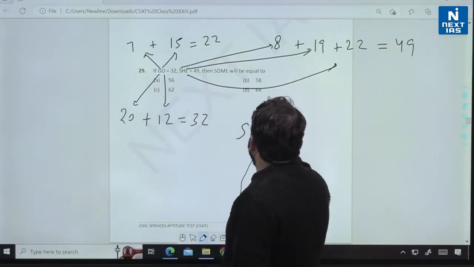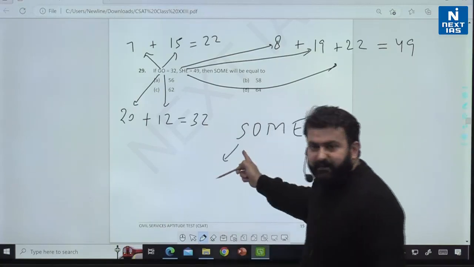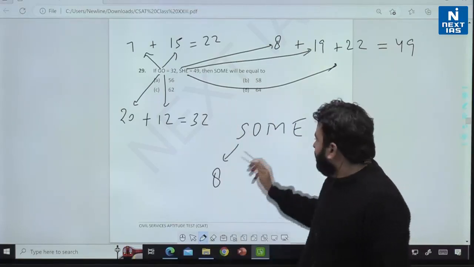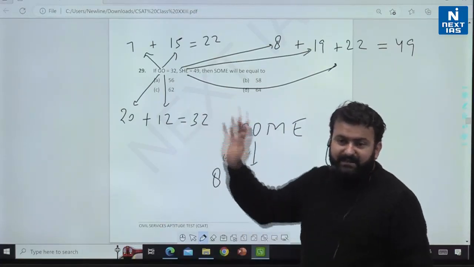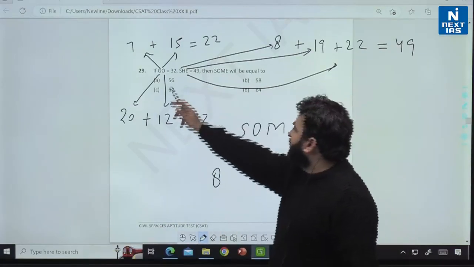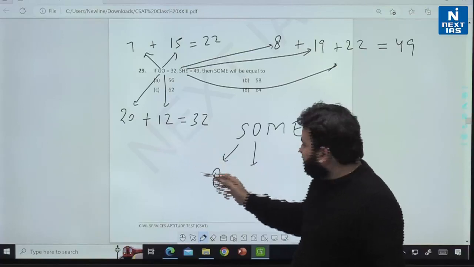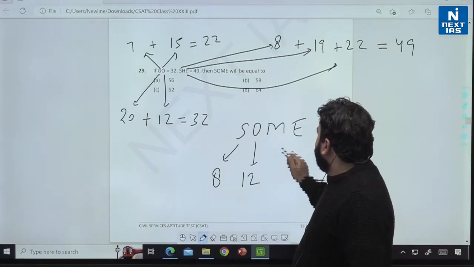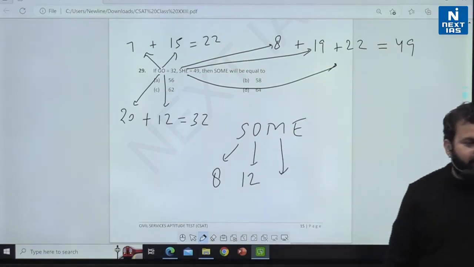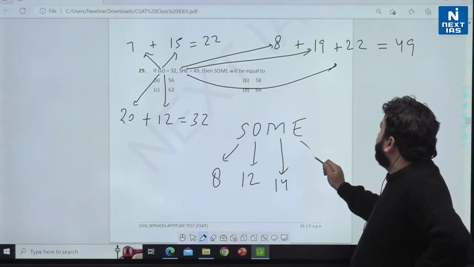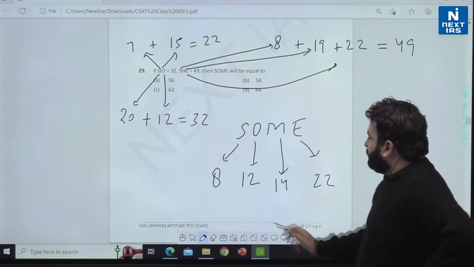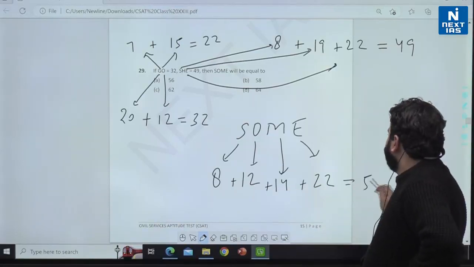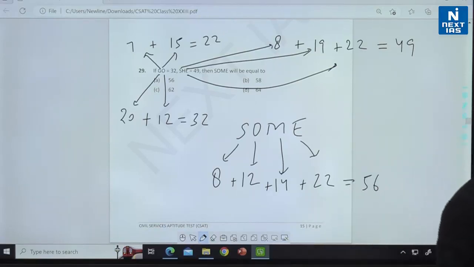Now SOME. So all of you, what is the code for S? Here we have already got S as 8 from the right hand side. What is the position of O from the right hand side? 12. Here we have already counted. Just write down the letters first properly. What is the position of M? 14, from the other end. The position of E we already know, 22. So 8 plus 12 plus 14 plus 22. All of you, we get how much? 56. Is this question clear or not?